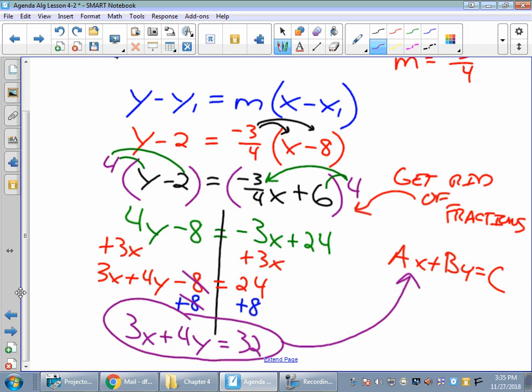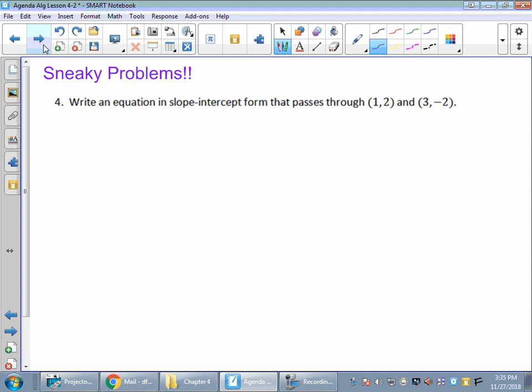Okay, let's move on to the next one, number 4. We got some sneaky problems here. Okay, sneaky problems. And this sneaky problem, what they're asking for is to find slope-intercept form. We want to write the equation in slope-intercept form. So I'm circling that because you know your answer now is going to be in the form of y equals mx plus b. Okay, and they give us 2 points.